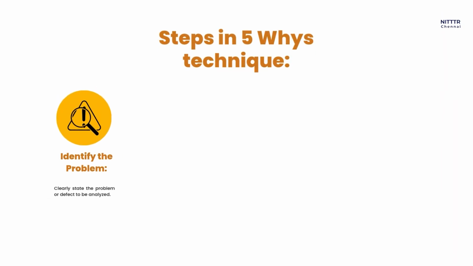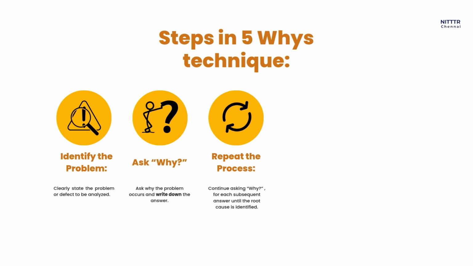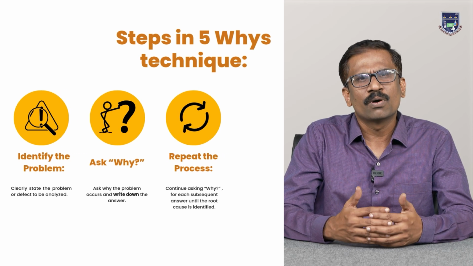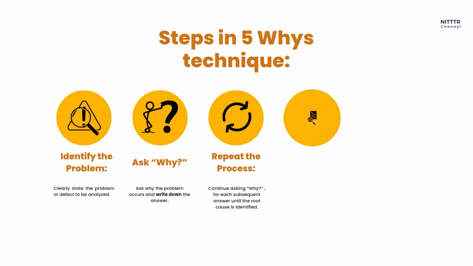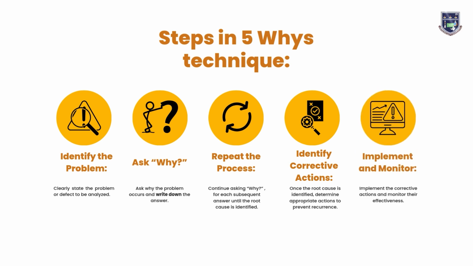Identify the problem. Clearly state the problem or the defect to be analyzed. Ask why the problem occurs and write down the answers. Repeat the process. Continue asking why for each subsequent answer until the root cause is identified. This usually involves 5 iterations, but more or fewer may be required. Identify the corrective actions. Once a root cause is identified, determine the appropriate actions to prevent the recurrence. Implement and monitor. Implement the corrective actions and monitor the effectiveness.